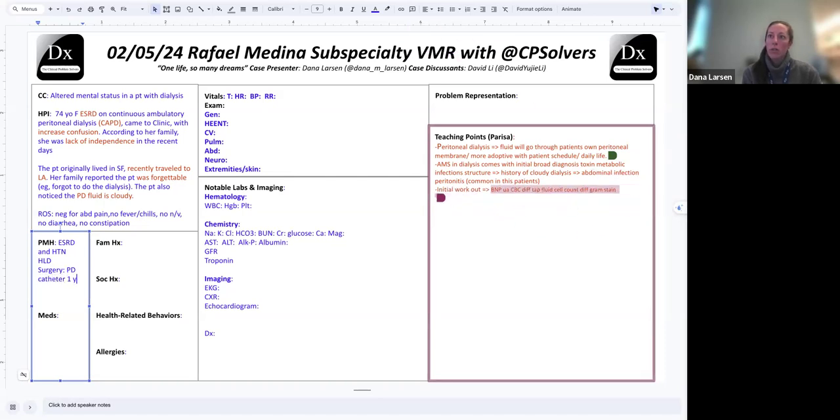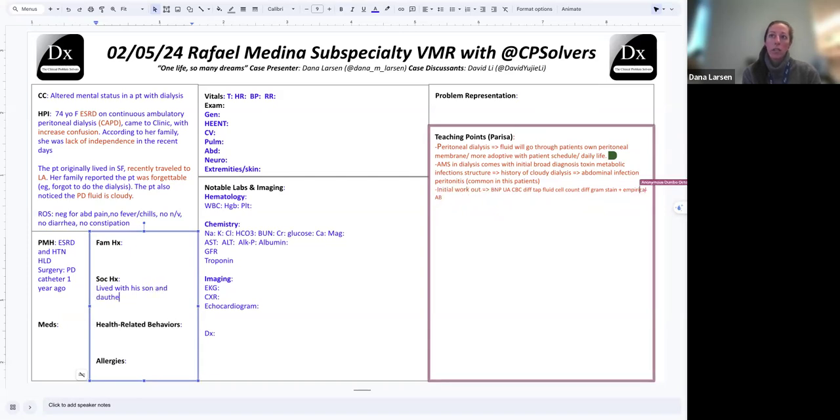Social history, she lives with a son and a daughter in San Francisco. They don't have any pets. She grew up in Vietnam and immigrated to the US as an adult. Never any smoking or IVDU history. Family history, notable for hypertension on her mother's side. No other pertinent family history. No allergies to medications.